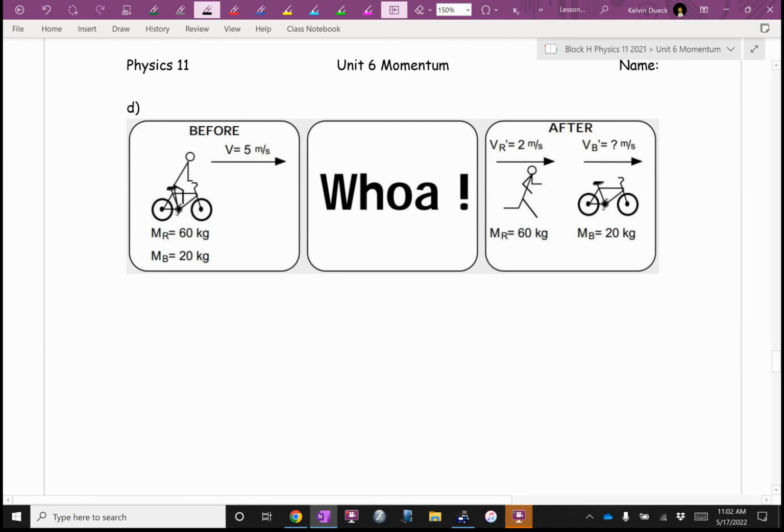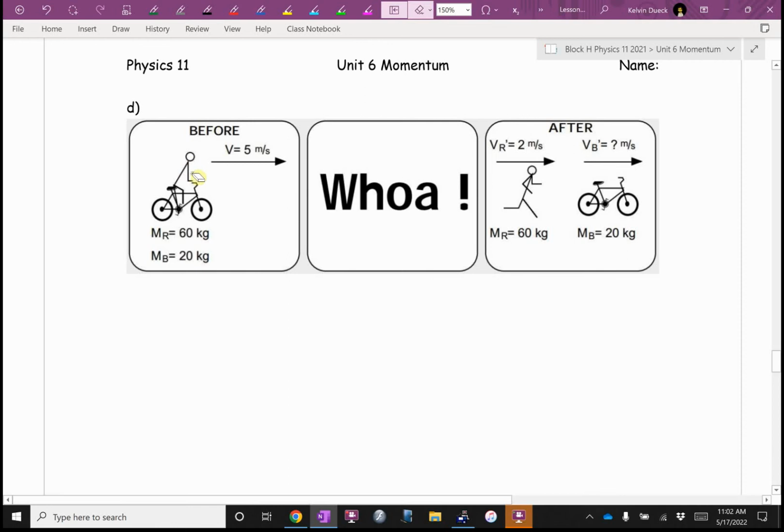Let's make some predictions here. Is this a collision? No. But what this technically is, since they're splitting apart, it's an explosion. And I said to you, Sadie, conservation of momentum works when there's a collision. We can use conservation of momentum here. We really, really can. But I want you to notice what's happening here.